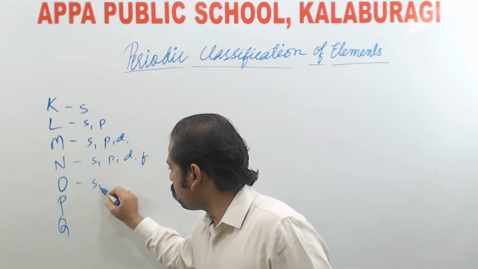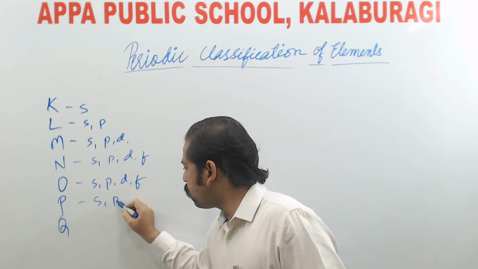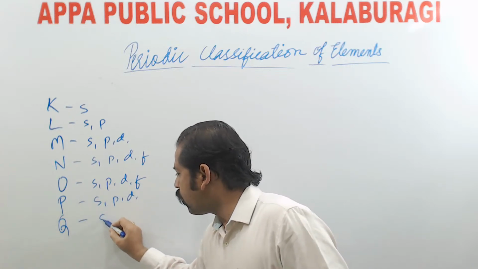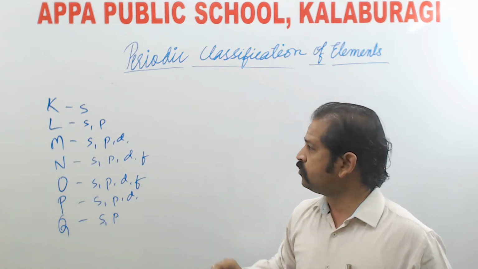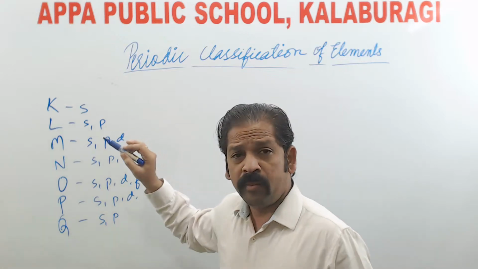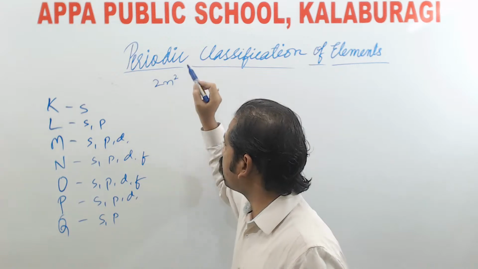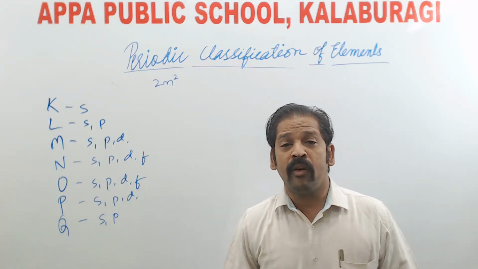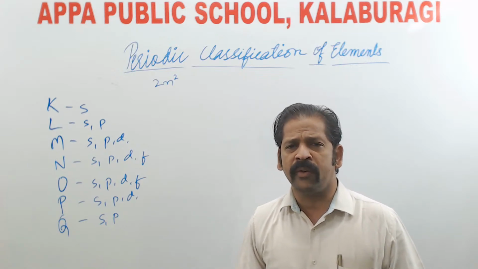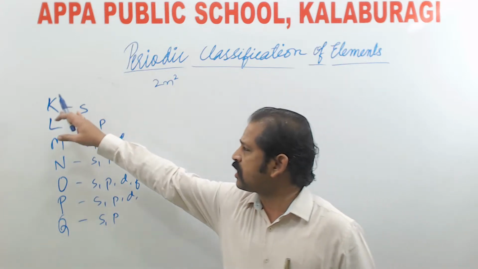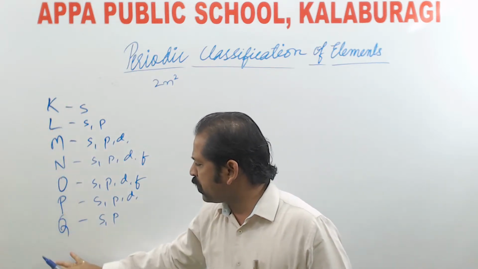O has s, p, d, f, then P and Q. Maybe you remember one more thing: 2n square, where the value of n is 1, 2, 3, and 4. I think all of you remember these topics. Shells are there. Maybe you don't know about the subshells. You know about the shells: K, L, M, N, O, P, Q.